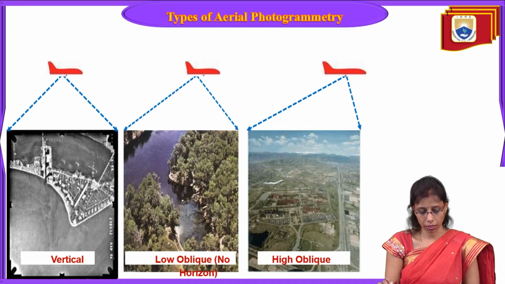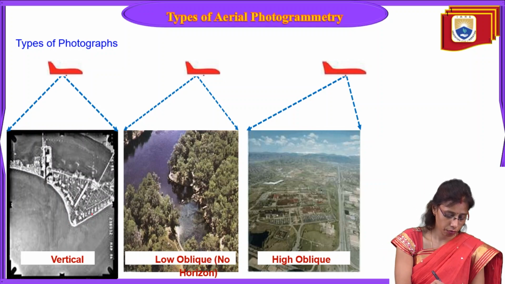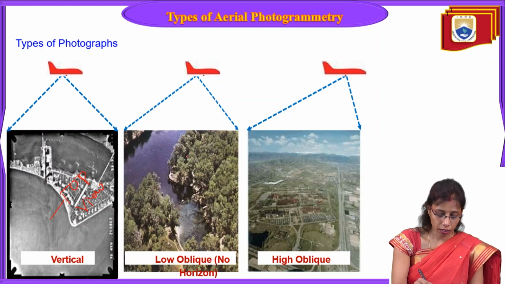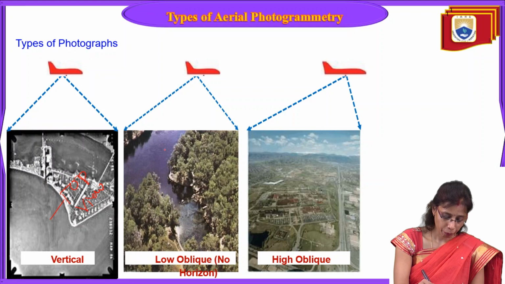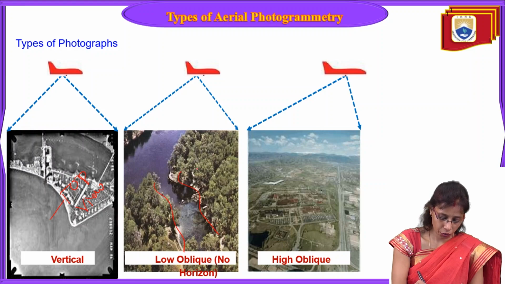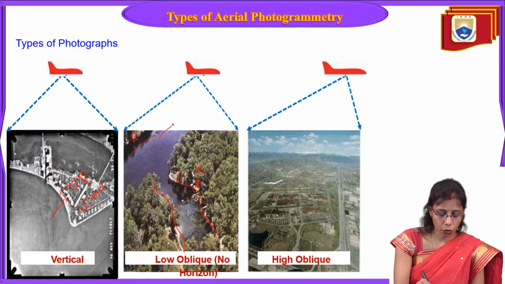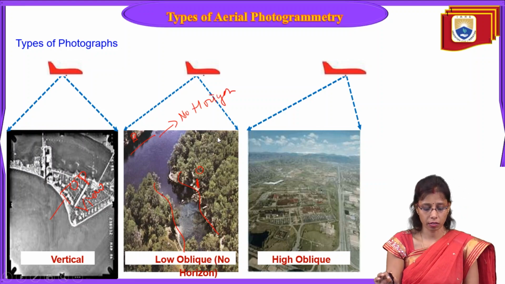Next, we can see here the same types of photo taken from the camera. This is the vertical one where you can see only the top view, which is exactly vertical to the ground. Now here we have low oblique. You can see a lot of forest area, and tree tops, and the side also. A water body is there, and some objects. You can see the top, you can see the side, but there is no horizon. No horizon means there is no sky visible in this.